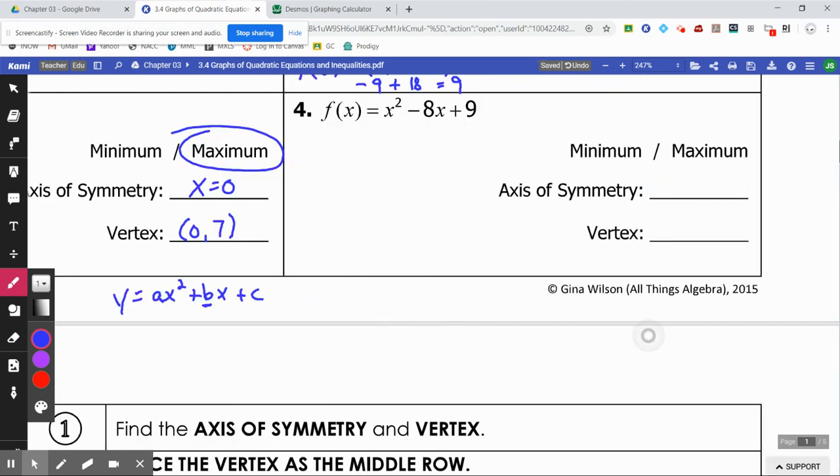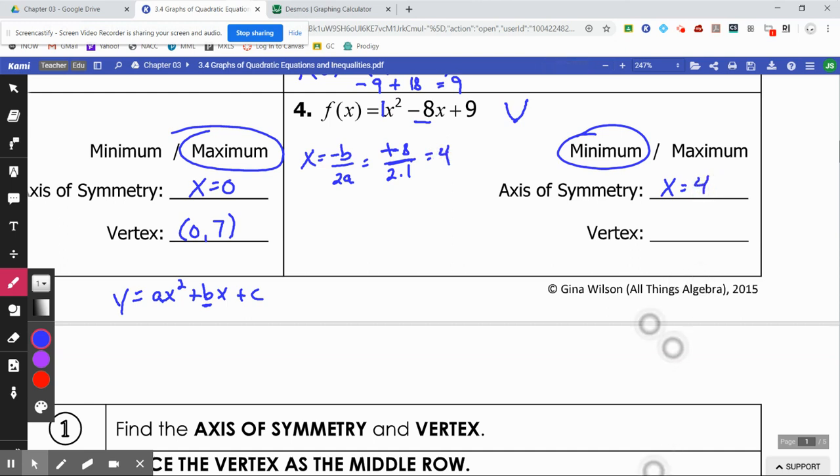Number 4. X squared, positive x squared. That means your vertex will be a minimum value. Your axis of symmetry will be located at negative b over 2a. So that'll be x equals. Your b value is negative 8, so you have negative 8 divided by 2 times your a value, which will be 1. Negative negative makes a positive. This will be 8 divided by 2, which is 4. So your axis of symmetry is located at x equals 4.